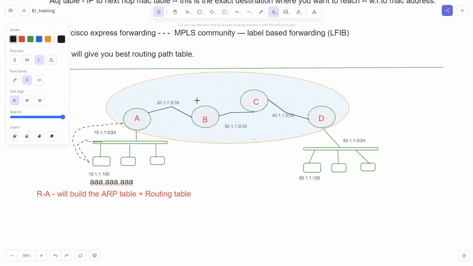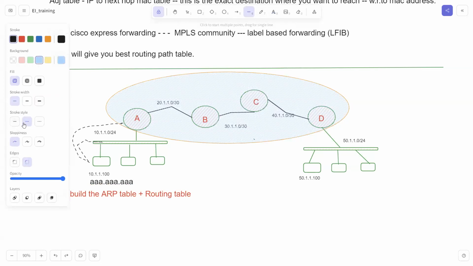Because we are running OSPF, later on we will discuss this routing protocol when we start the program. But all these routers that you are seeing here will advertise their network table to all the other routers, right? So advertising the network table means how A can reach D.